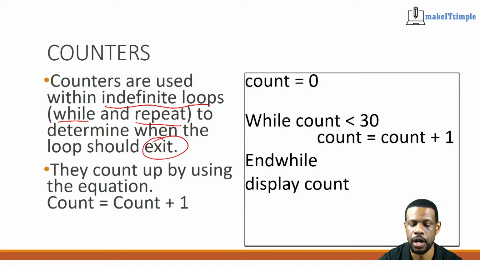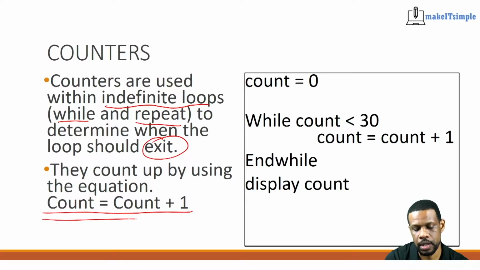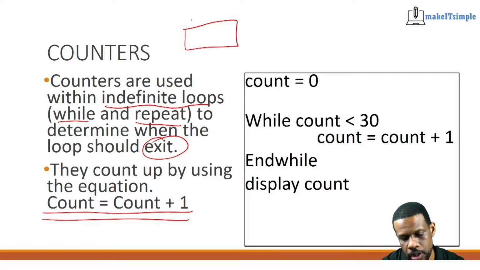But I'm just going to show you how a count works. You count up by using this statement: count is equal to count plus 1. So here's what happens. If I have a box called count, and I tell the computer count is equal to count plus 1, what that really means is if I have 3 inside count, 3 plus 1 is going to update and count is going to change to 4.